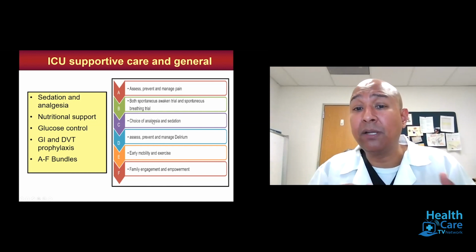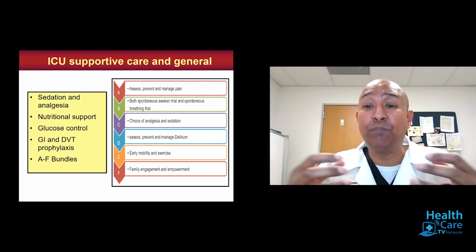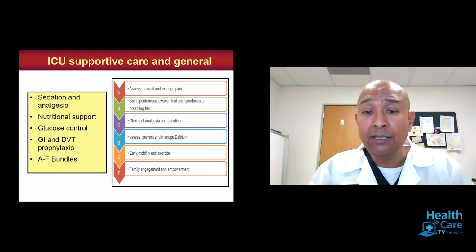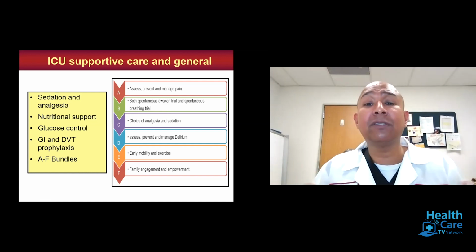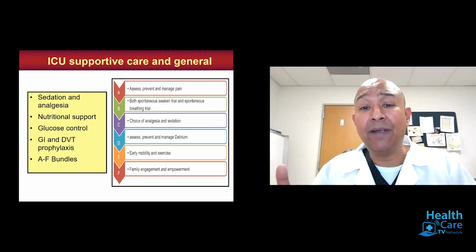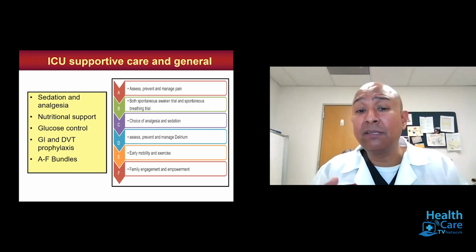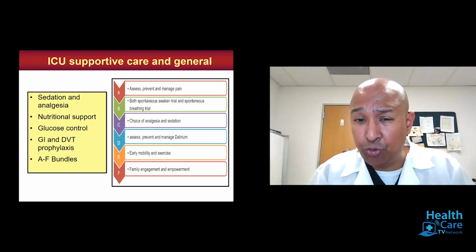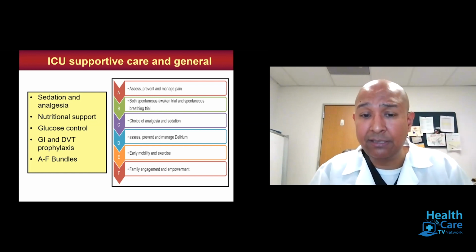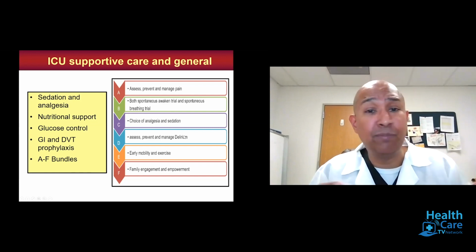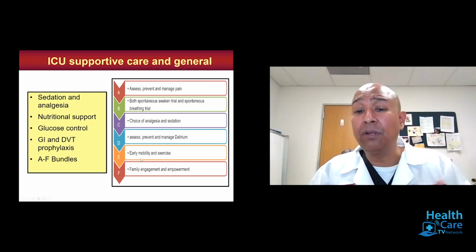B is going to be doing spontaneous awakening trials to wake them up, decrease sedation, and spontaneous breathing trials to get them off the ventilator. C is going to be choice of analgesic and sedation, always reevaluating. And I'll say this, maybe by the time of extubation, maybe use a little more of what we call brand name Precedex, because it doesn't suppress the respiratory drive, and many of us extubate on Precedex. D is to prevent delirium, which many people get, and that's a whole talk in itself. E is for early mobility and exercise.